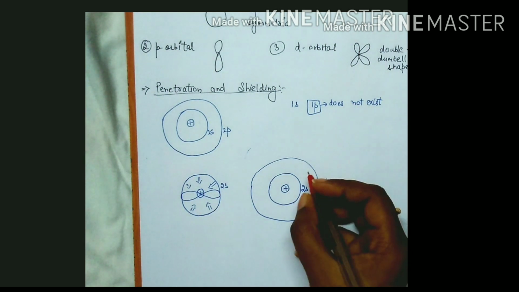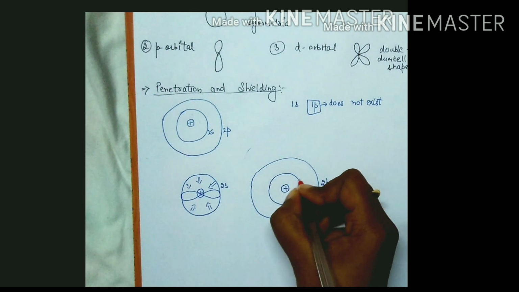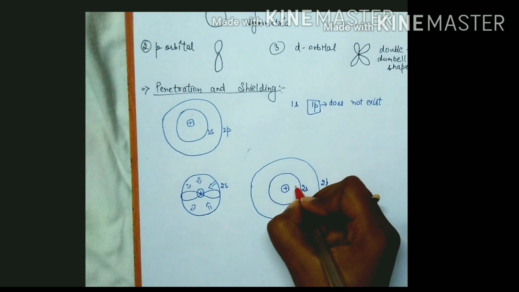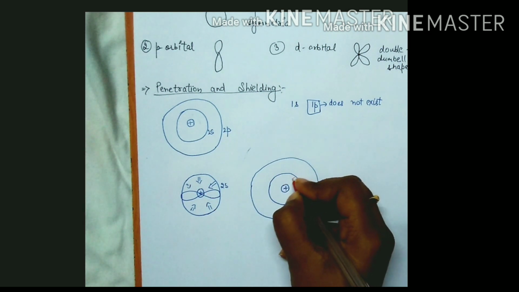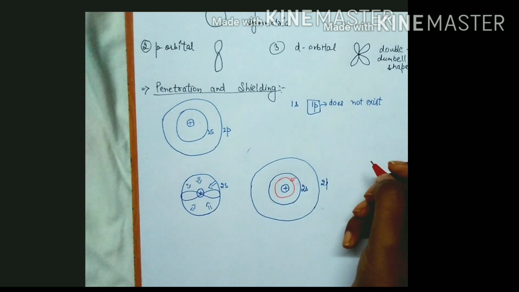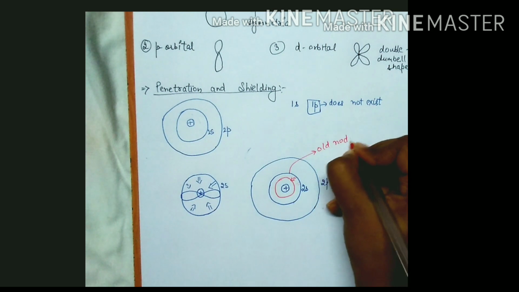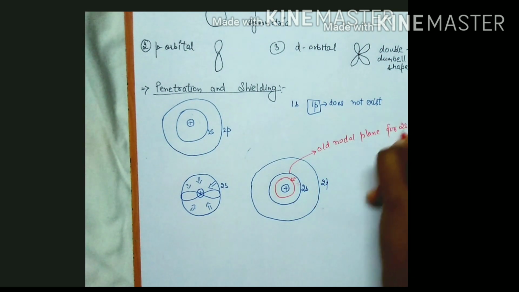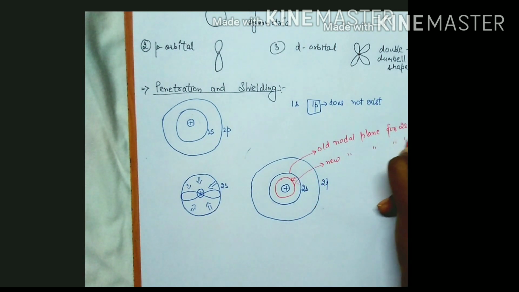Now what happens? Because this 2s orbital is very spherical in shape, very symmetric, this nucleus attracts this orbital towards itself. So it goes inside like that. This is the new nodal plane. This is the old nodal plane for 2s. This is the new nodal plane for 2s.